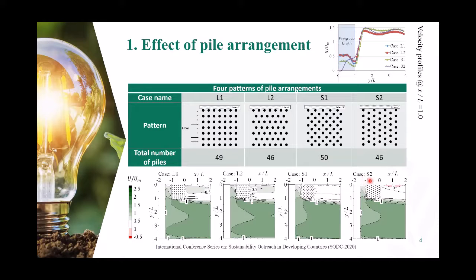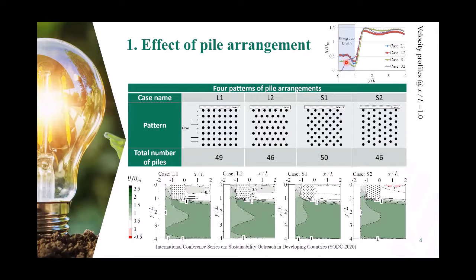Type S2 shows the minimum velocity attached to the bank, which is shown in red color. The red color shows a negative velocity, which is a return flow. That is the most suitable pattern of the pile group, which creates the minimum velocity. Therefore, it can stabilize the riverbank.